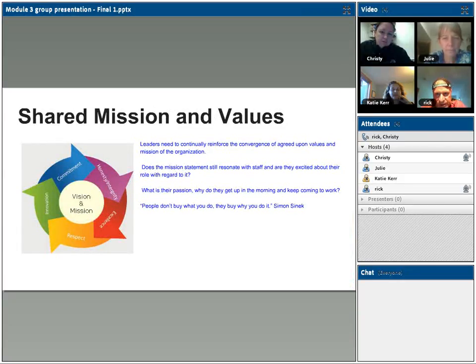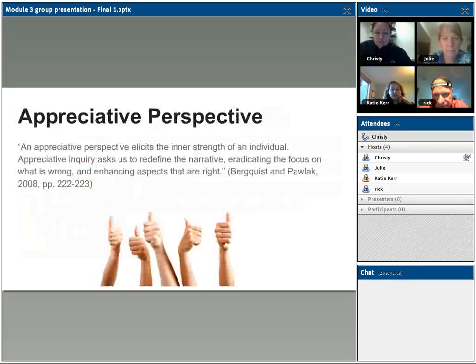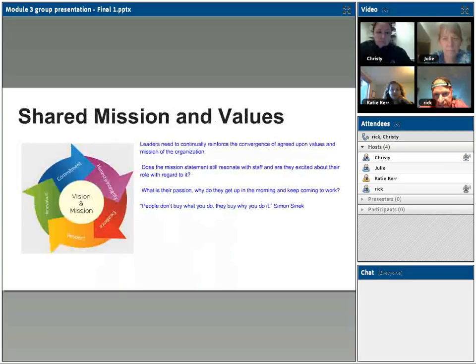A leader needs to be keenly aware of the position of staff with regard to mission and values, emphasizing the importance of the mission and the support for the mission across all cultures and departments. What is the buy-in by the rank and file? Does the mission statement still resonate with staff, and are they excited about their role with regards to it? Understanding that people don't buy what you do, they buy why you do it.